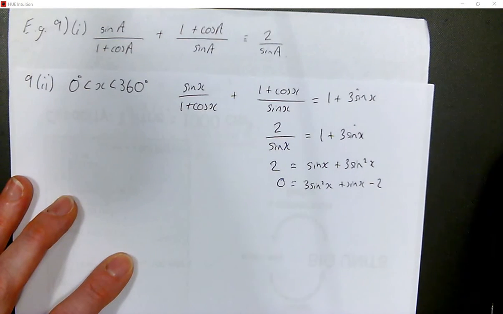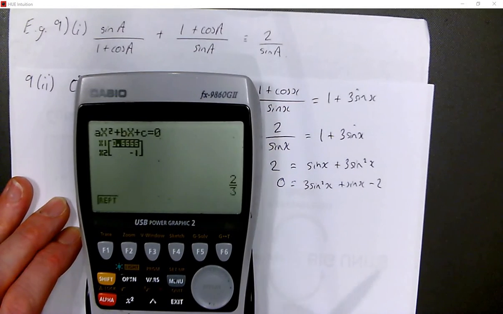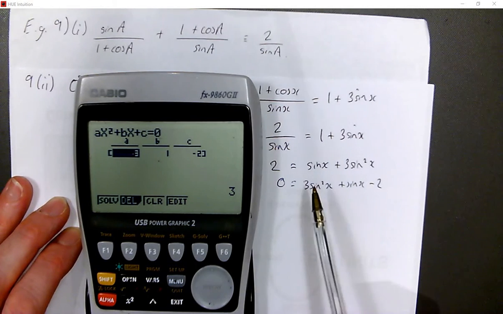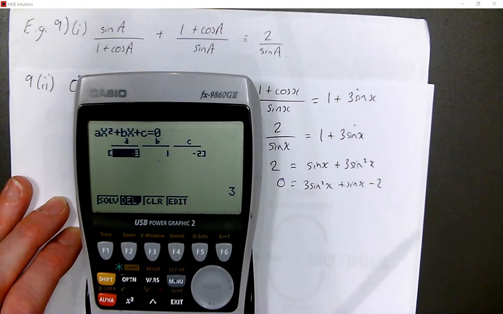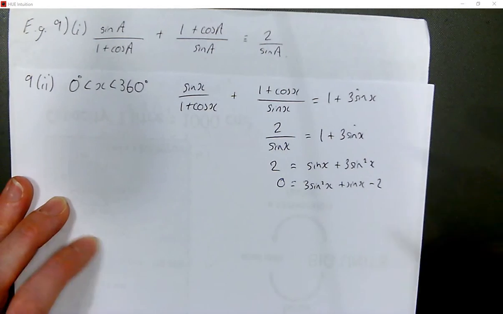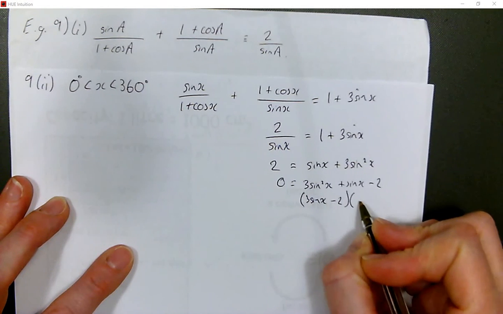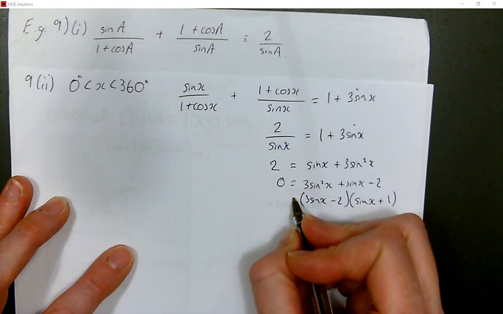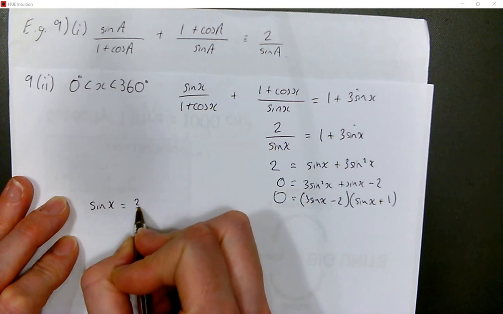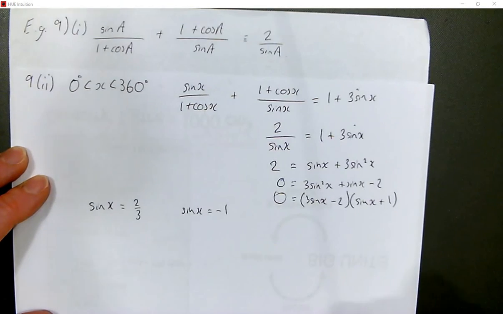Okay, and then I'm going to cheat and use the calculator again to find my different solutions. So we've got coefficients 3, 1 and minus 2. So we get 2/3 and negative 1. Okay, so sine x is 2/3. Sine x is negative 1. Let's look at the 2/3 first.